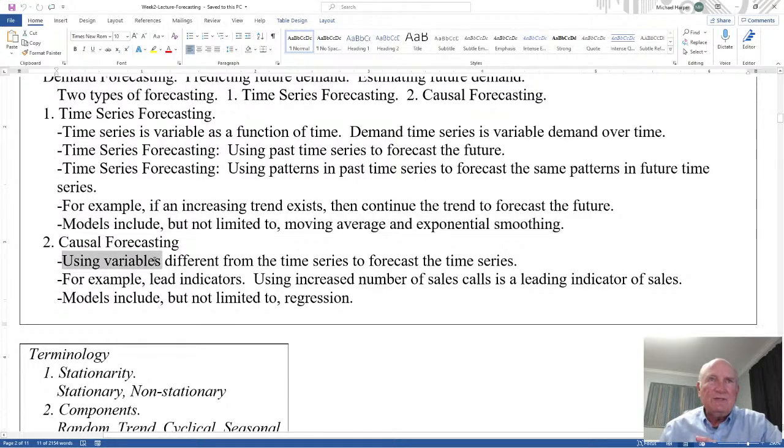Causal forecasting is using variables different from the time series to forecast the time series. For example, leading indicators. Using increased numbers of sales calls is a leading indicator of sales. Or instead of calls, I could say sales reps. If we have more salesmen or saleswomen, and we have a broader sales force, that's a leading indicator of having more sales. So we hire twice as many salespeople, and then, down the line, we'll have more sales. So that's an example. Models include, but are not limited to, regression.